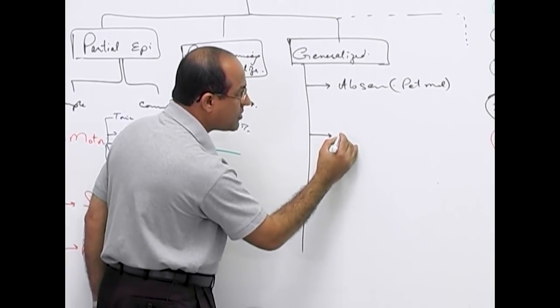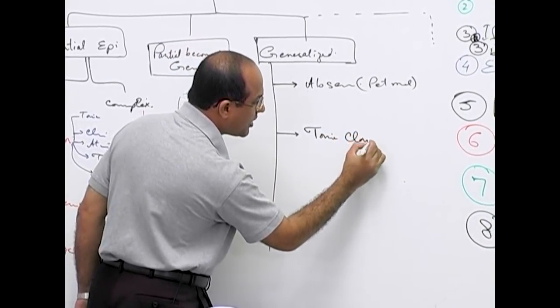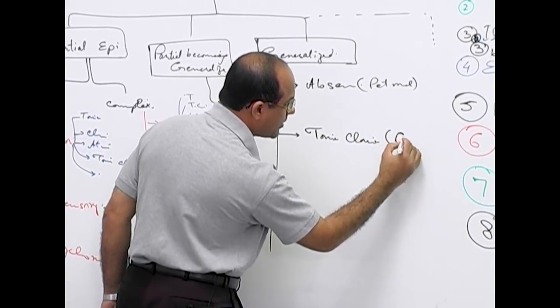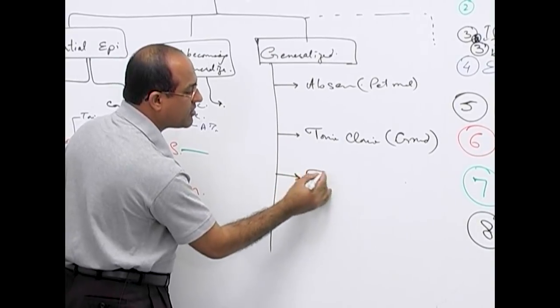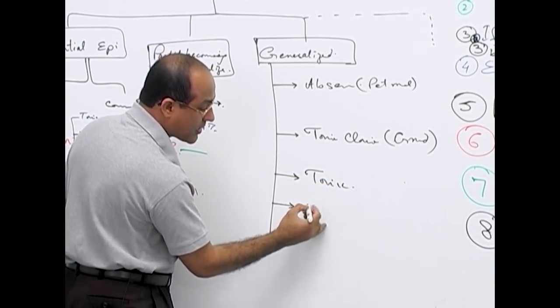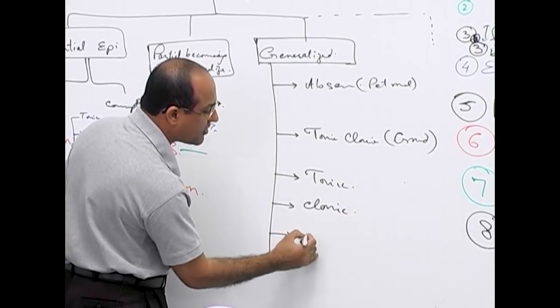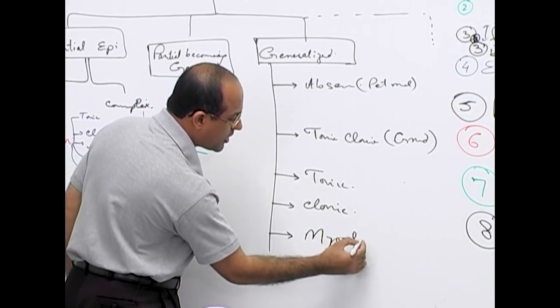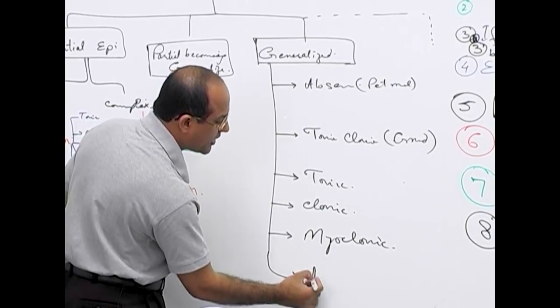Then there is tonic, clonic epilepsy, which is also called grand mal. Then patient's body just stiffens, that is tonic. Patient's body is bilaterally jerking, what is that? Clonic. One muscle or small group of muscles jerk, myoclonic, yes, very good. And if patient loses the total tone, atonic.